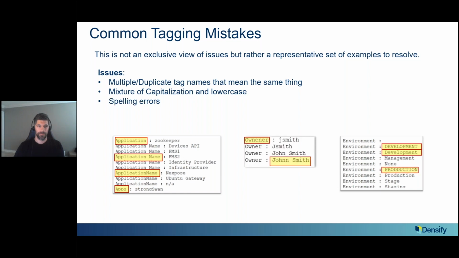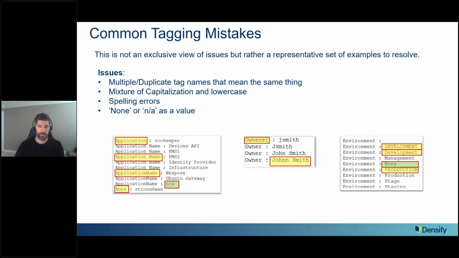Spelling errors, this is again going back to my discussion about automation. Automation can help to avoid a lot of this. It can't avoid all of it, but by predefining your mandatory tags, you can at least solve half the problem. And then also when it comes to tags that have no value, there's no reason to put in none or NA. It just adds unnecessary information that also becomes confusing when you're reporting on your assets.